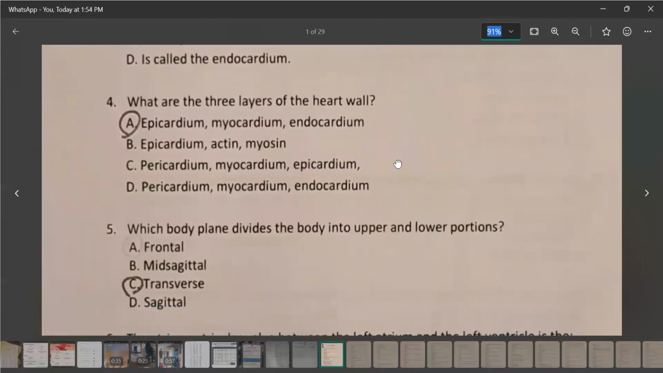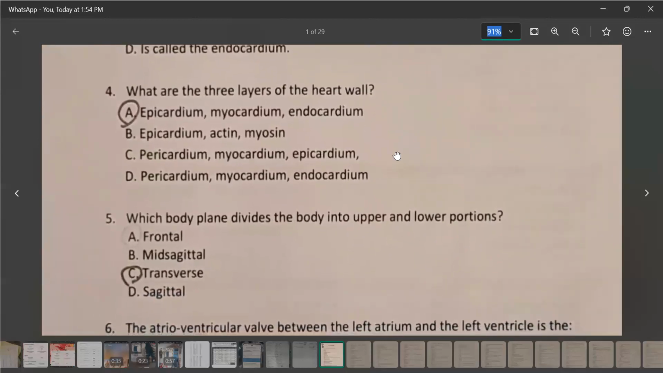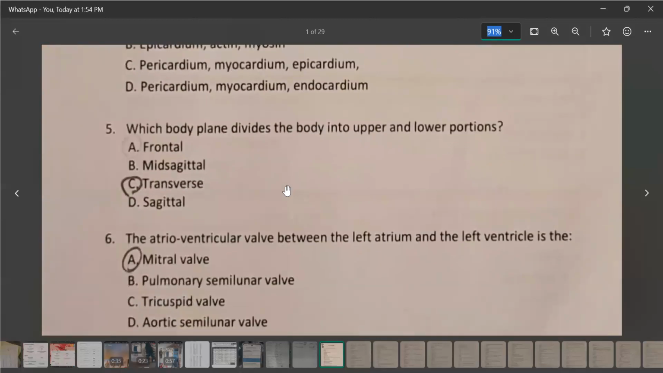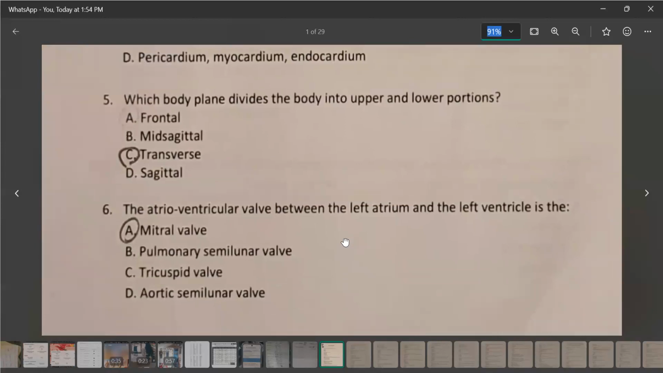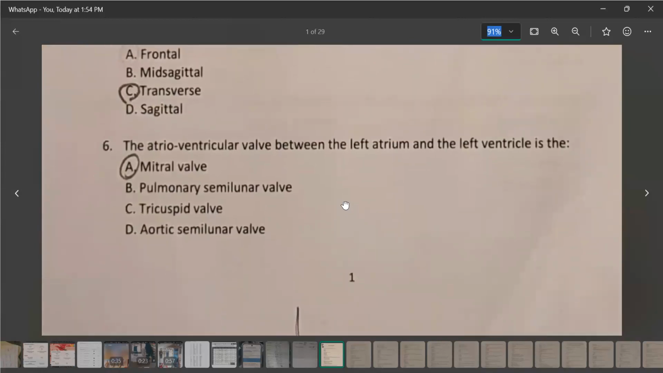What are the 3 layers of the heart wall? Epicardium, myocardium, endocardium. Number 5. Which body plane divides the body into upper and lower portions? Transverse. Number 6. The atrioventricular valve between the left atrium and the left ventricle is the mitral valve.